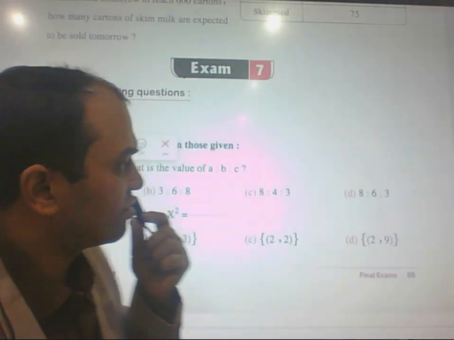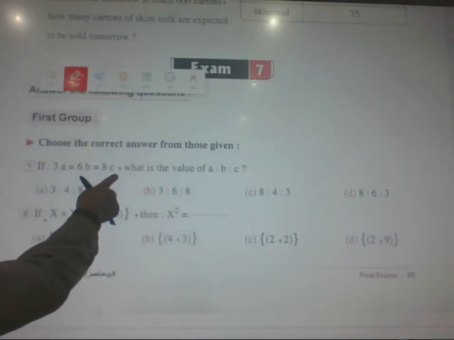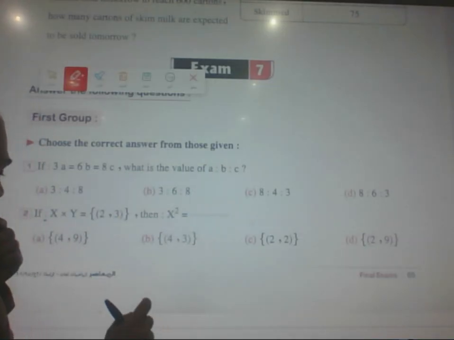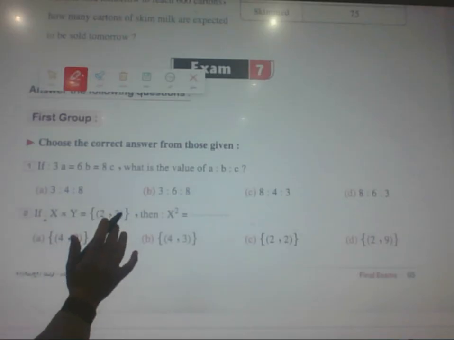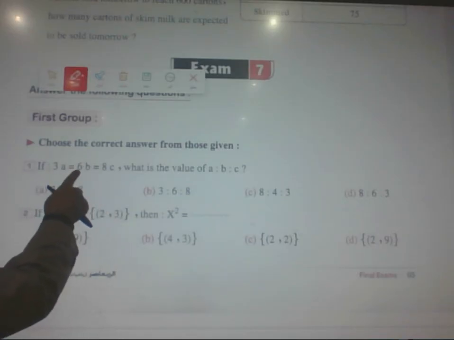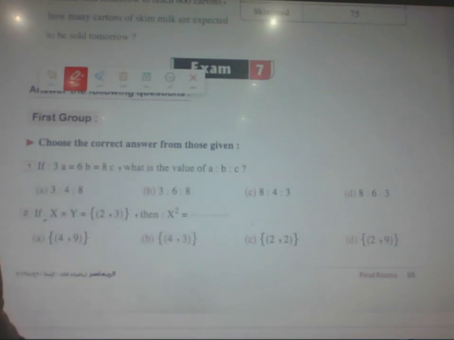First question: If 3a equals 6b equals 8c, what is the value of a to b to c? You want to find the ratio between a, b, and c. First step, we can simplify it by dividing by the least common multiple of 3, 6, and 8. 8 can be divided by 6, can be divided by 3. 8 plus 8 is 16, 16 plus 6 is 24. Then 24 is the least common multiple of the three numbers.